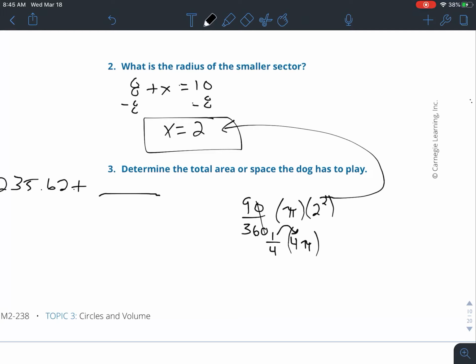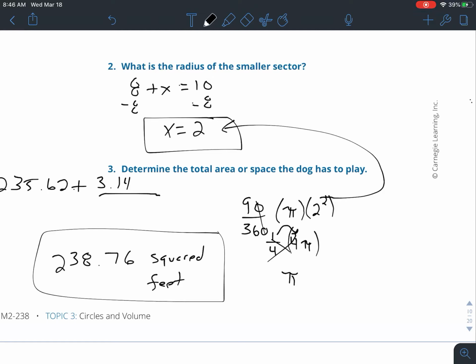Next, you multiply this in. 1/4 of 4 just ends up canceling each other out. So we're just left with pi. So to solve this, we're just going to add pi, so 3.14, to our 235.62 total, which comes out to be 238.76 square feet. That's telling you how much room he has to play in his area.